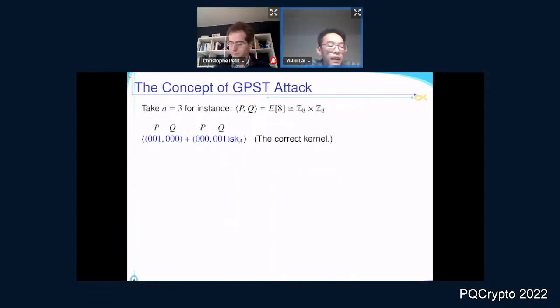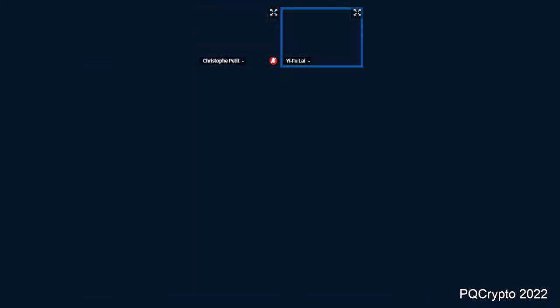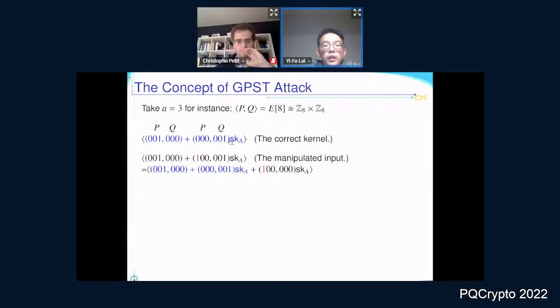We can take A equals 3, for instance. And this is P, Q; because it is two-dimensional, we can represent it in the following way. The original one is the correct kernel. And then Bob will manipulate the latter point by adding 4P here. And when you rewrite this kernel, you can see the former part is identical to the latter one. So this kernel is identical to the original kernel if and only if the LSB is 0. So that's how we can get the LSB of the secret key.